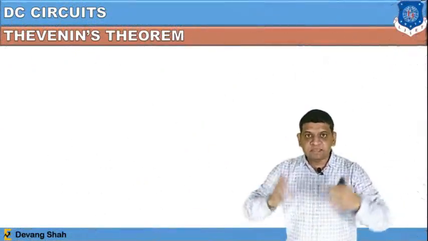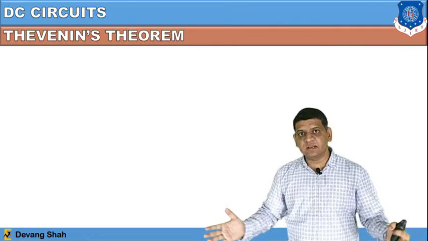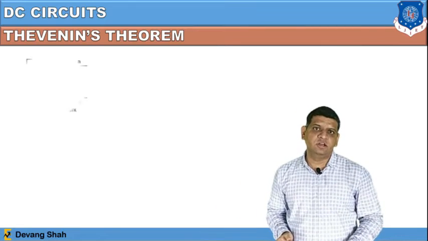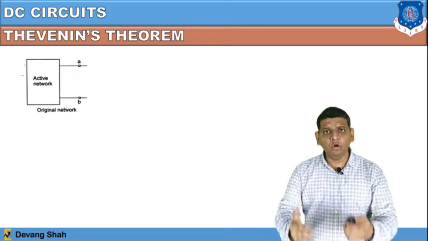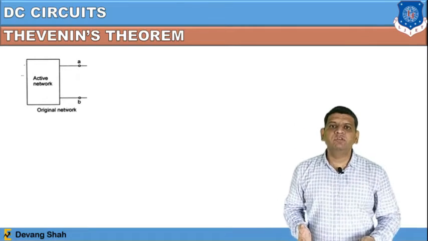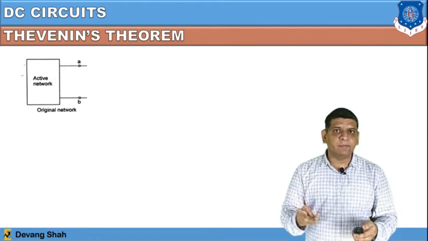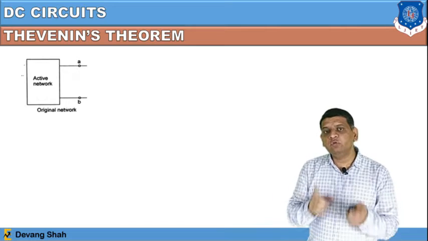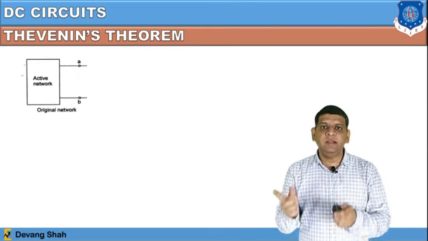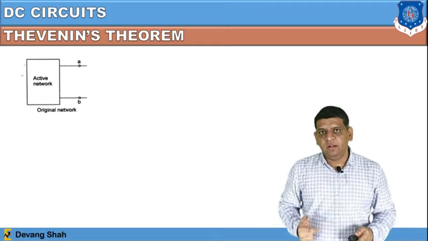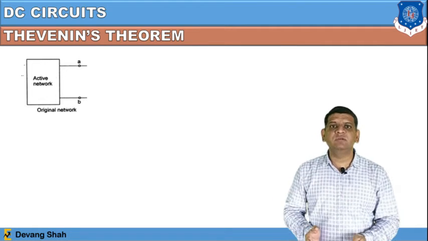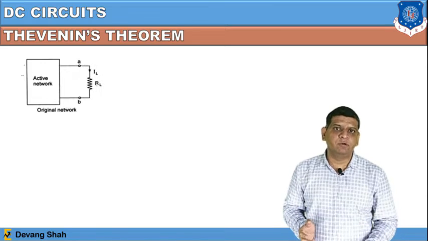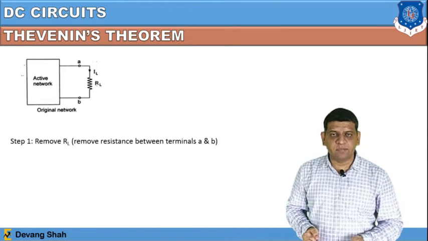Now how can we solve or analyze any circuit using these theorems? For that you need to learn and apply some important steps. So there are 4 steps. Step number 1 is that you have to remove RL from terminals A and B. That is called the load resistor, right? So ultimately you have to remove the resistance between terminals A and B. That is your step number 1. So you can see here, this is your step number 1.